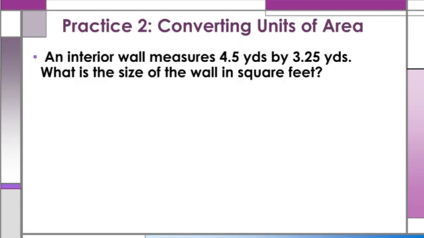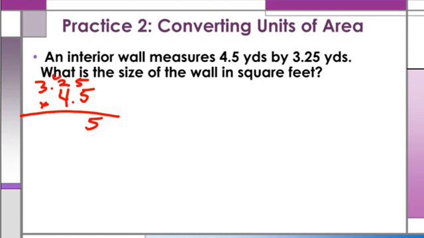An interior wall measures 4.5 yards by 3.25 yards. What is the size of the wall in square feet? So first off, we need to know how many square yards the interior wall has. So I have 4.5 times 3.25. We do our multiplication.